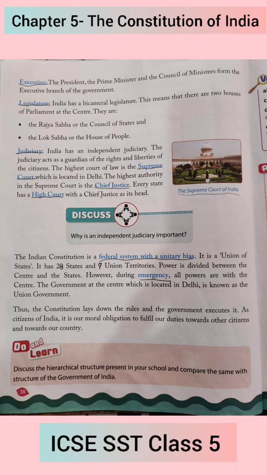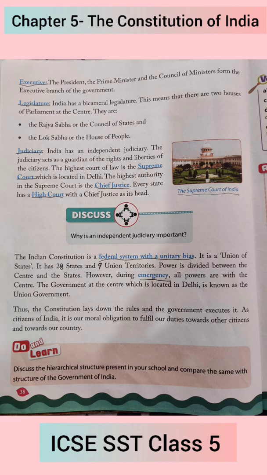India has a bicameral legislature. This means that there are two houses of parliament at the center. They are the Rajya Sabha or the Council of States and the Lok Sabha or the House of People. Number three is judiciary. India has an independent judiciary. The judiciary acts as a guardian of the rights and liberties of the citizens. The highest court of law is the Supreme Court, which is located in Delhi. The highest authority in the Supreme Court is the Chief Justice. Every state has a high court with a Chief Justice as its head. The Supreme Court of India you can see in the picture.